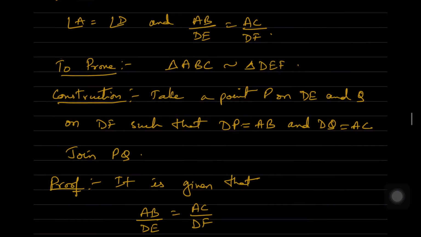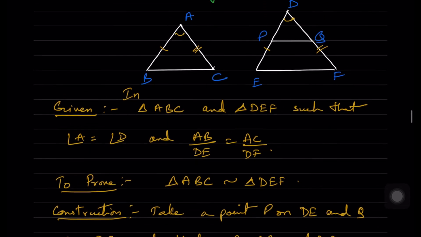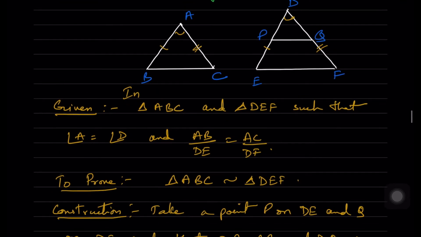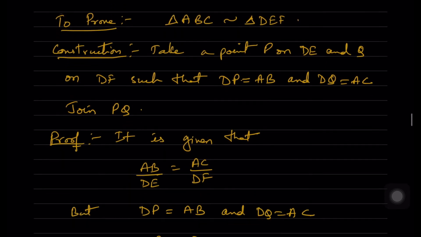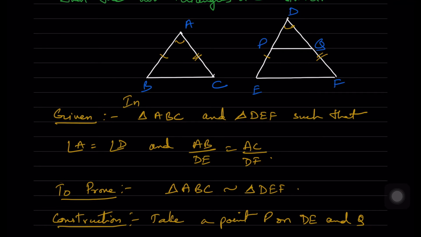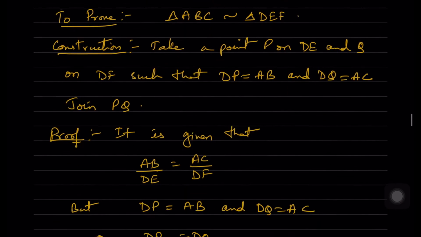So take a point P on DE and Q on DF such that DP is equal to AB and DQ is equal to AC. Now we join PQ. It is given that AB by DE is equal to AC by DF. You can see from this condition, this is given to us, so that is what I have written here.